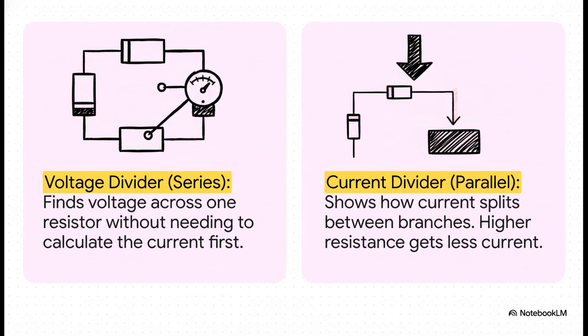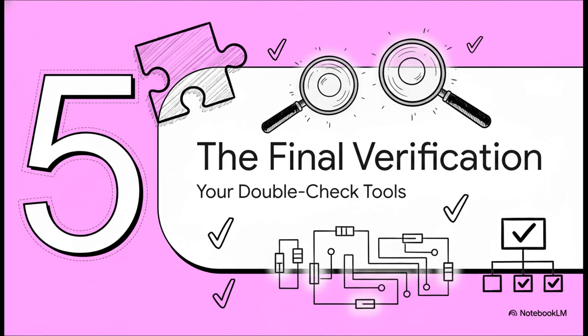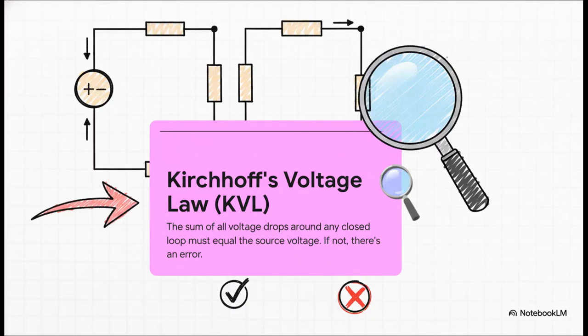Makes sense. So, we've solved the puzzle, but hold on, we are not done yet. There's one final and you could argue most important step for any pro. You have to verify your work. You need to know with 100% certainty that your answer is perfect. And your first master tool for checking your work is Kirchhoff's voltage law, or KVL.